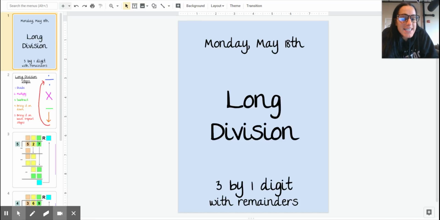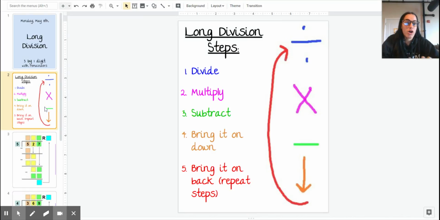Friends, so today we are going to continue working on long division. We'll be solving some problems using 3-digit dividends being divided by 1-digit divisors. But some of these problems are going to have remainders. So let's start by taking a look at our long division steps.